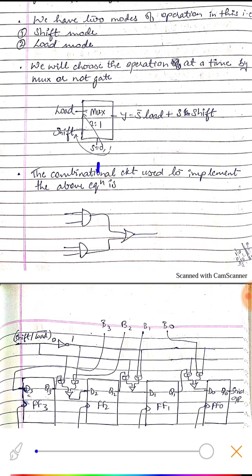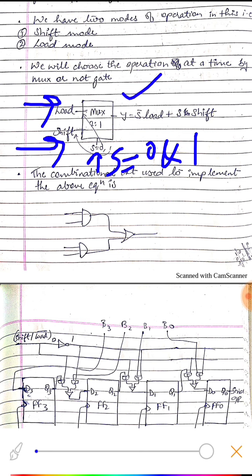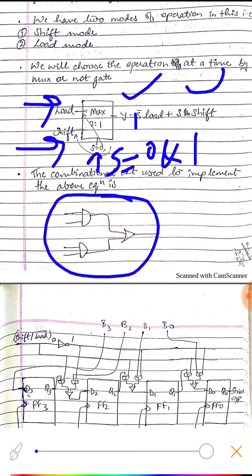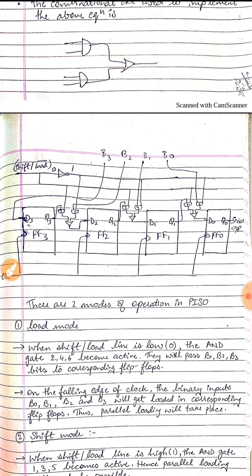Here the select input is S, which can be 0 or 1, and the two inputs are load and shift. If the select input is low, the data will be loaded, and if it is high, the data will be shifted into the shift register. That is why we have used a multiplexer. You all know very well the working of a multiplexer. This is how we can implement the multiplexer using two AND gates and one OR gate. So this is the final circuit.